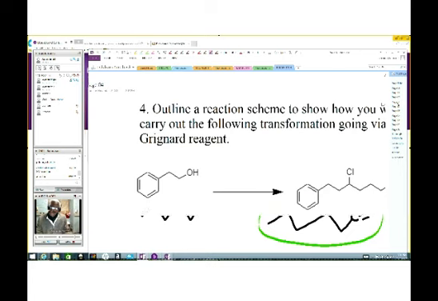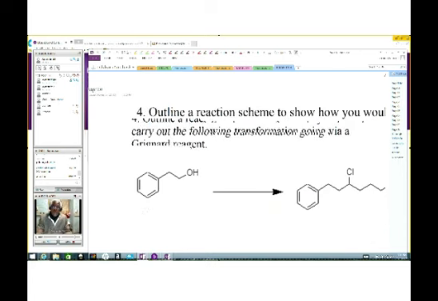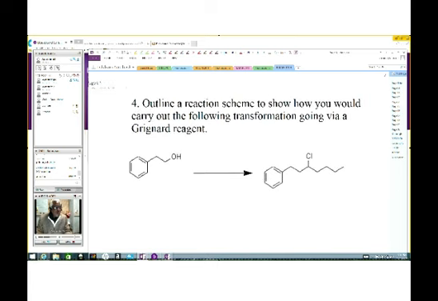Question number 4. Let me see here. I think Yana is the only one. June, is your mic working? If your mic is working, can you go ahead and read question number 4 for us? Outline the reaction scheme to show how you would carry out the following transformation going via a Grignard reagent.